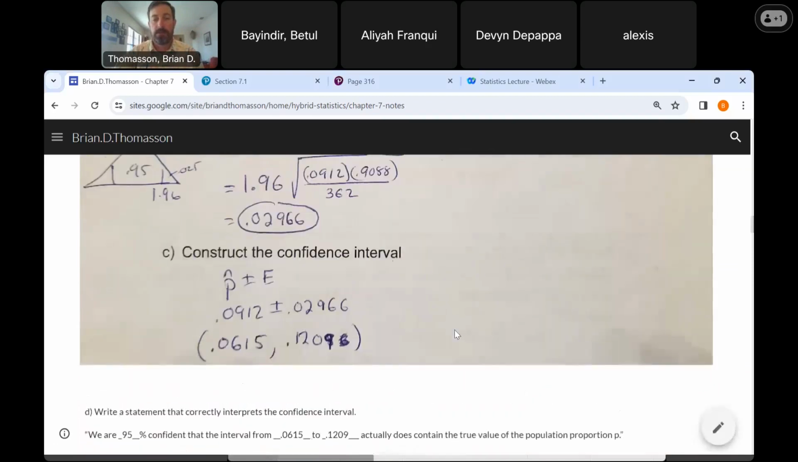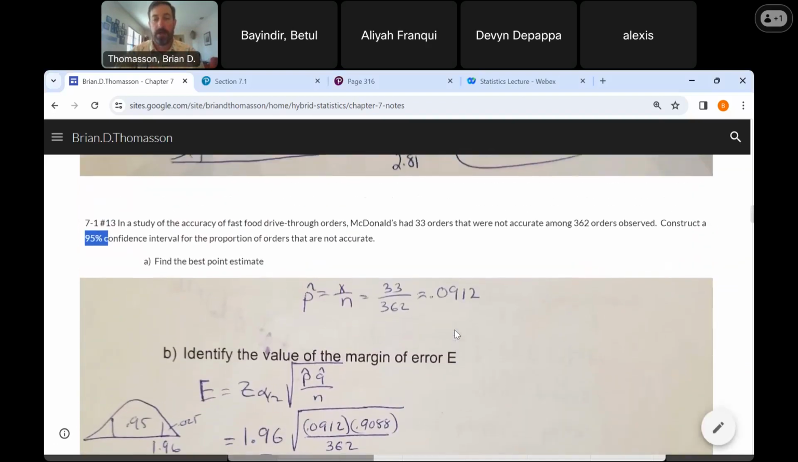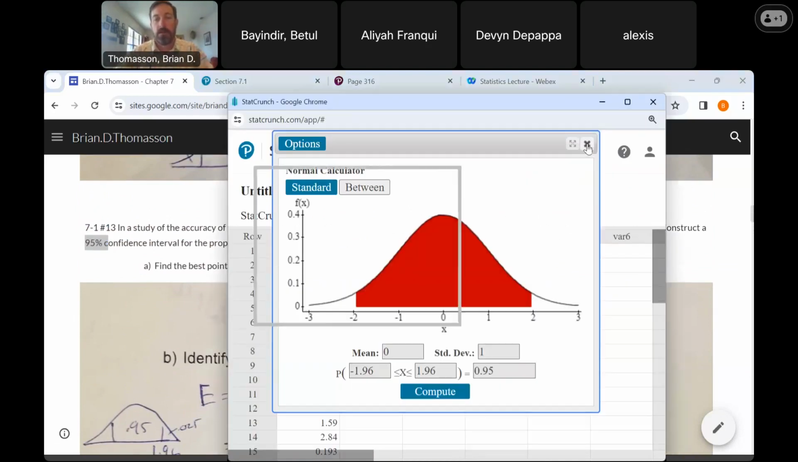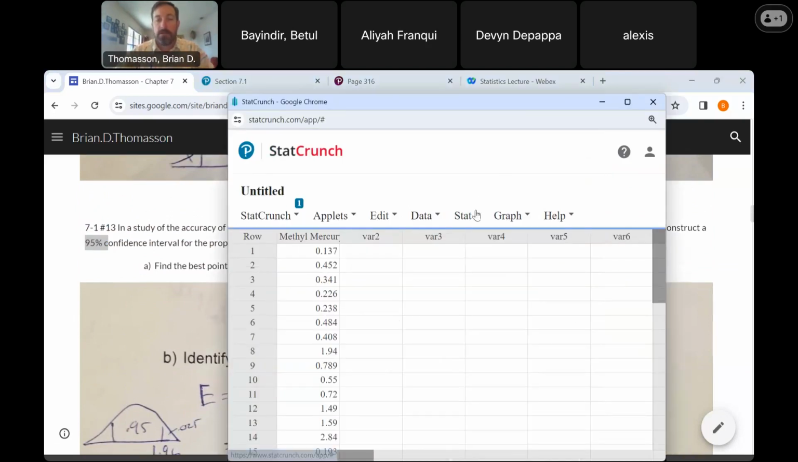So let me redo this in StatCrunch to show you how that can help us. Okay, so remember our X is 33, our N is 362, and we want to be 95% confident. So this is a new place that we haven't been before.